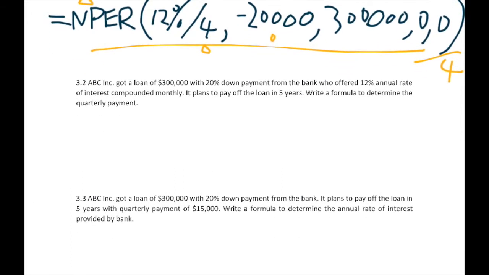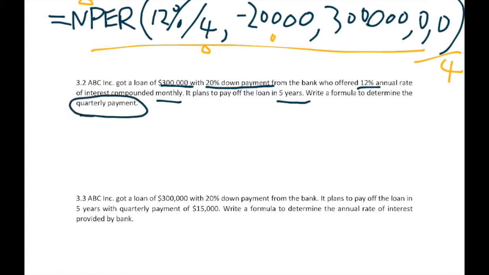Let's go to the second one. The same ABC got a loan of the same 300,000, but here we have a 20% down payment. The down payment is what I paid at the beginning, so our present value should be 300,000 times 1 minus 20%, which is 80%. The bank offered the same 12% annual rate, compounded monthly this time, and it plans to pay off in 5 years. Write a formula to determine the quarterly payments.